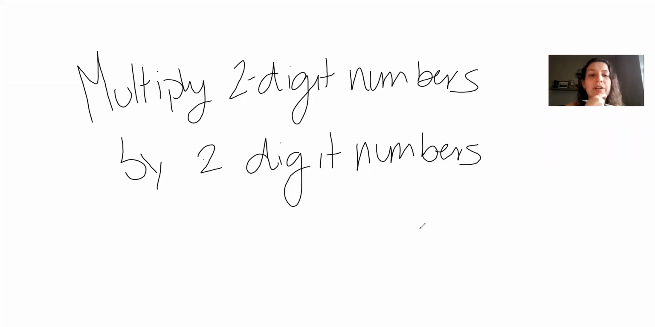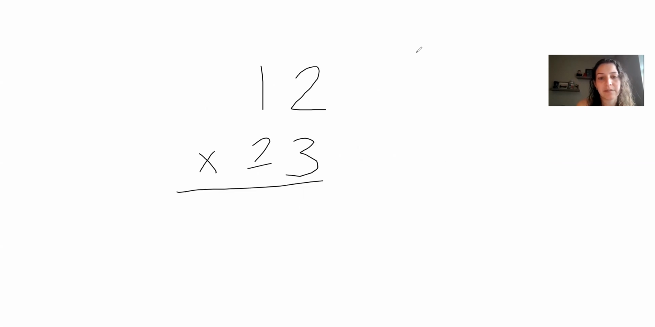Hey guys, today we're going to be working on how to multiply two-digit numbers by two-digit numbers. So let's just jump right in with some examples. Let's start off with 12 times 23.